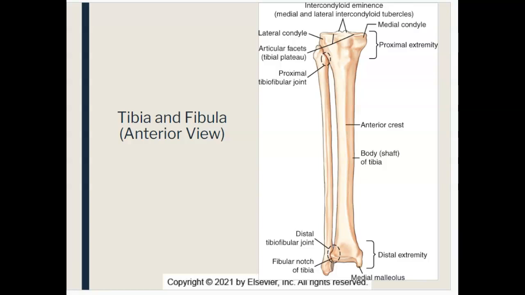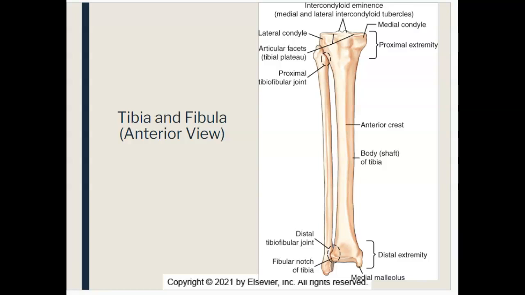In the middle of that tibial plateau, we have something called the intercondylar eminences, which include two small pointed prominences that you can see. We have both a medial and a lateral tubercle. Moving down slightly, we have the medial and lateral condyles, which are two large processes that make up the medial and lateral aspect of the proximal tibia area.